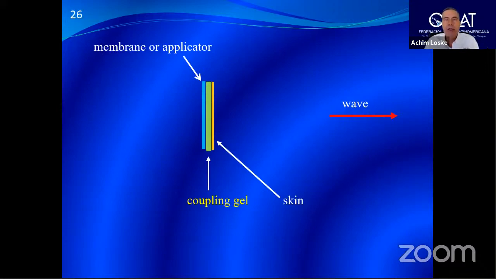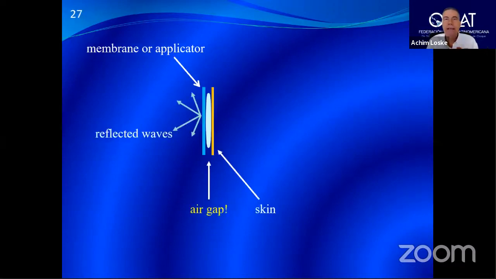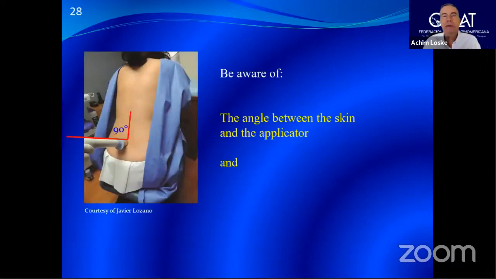Another important issue is that if there is an air gap, if there are air bubbles between the membrane and the applicator, the shockwave energy won't get in. The air is like a wall to the passage of a mechanical wave. So be very careful not to have bubbles or air layers between the skin of the patient and your device. Be aware of the angle of the skin and the applicator. This is important for the outcome of the treatment.